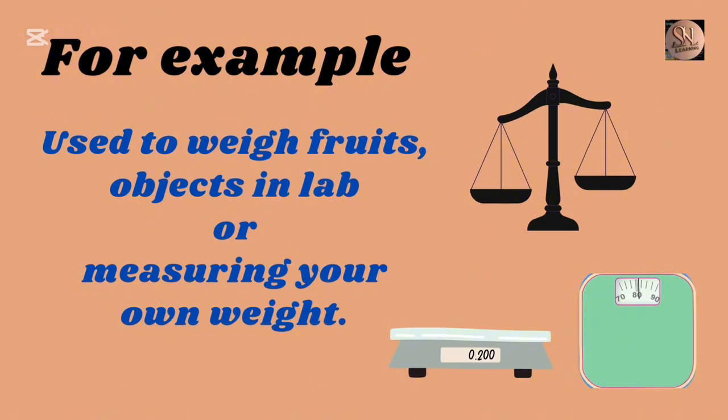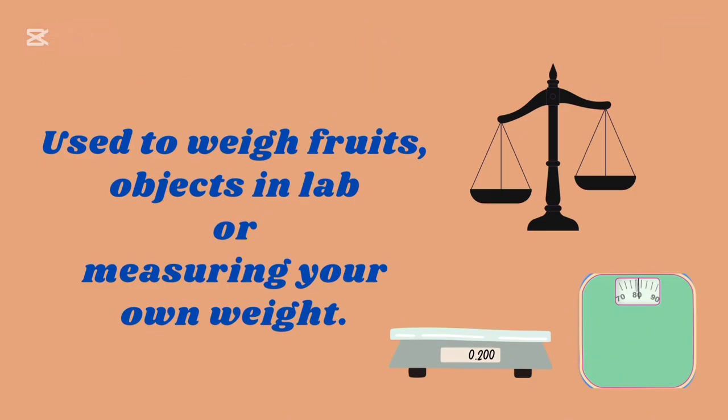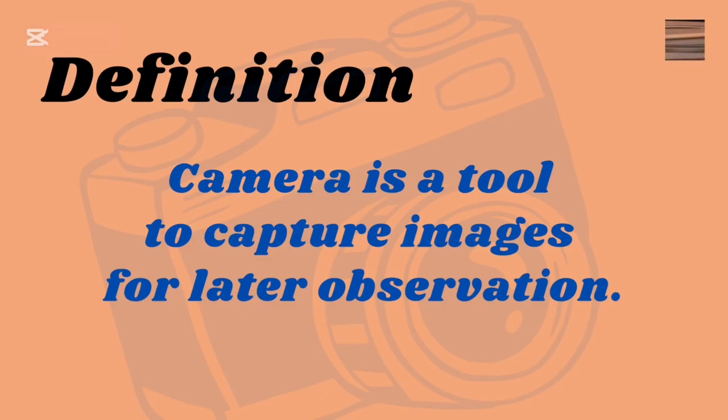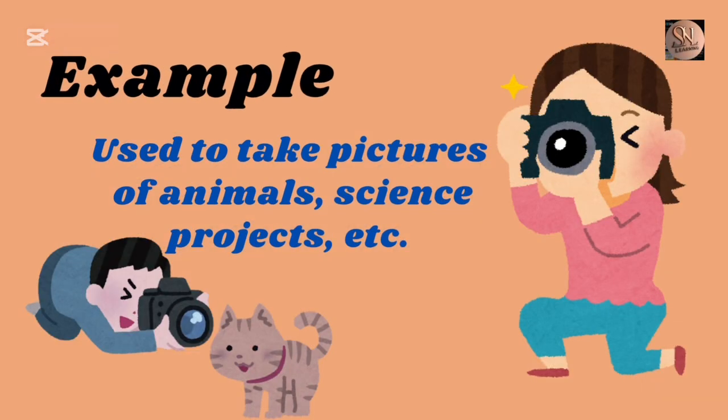The next is bathroom scale, also known as personal scale. When you stand on a bathroom scale, it measures your body weight. The next is digital scale. It's an electronic device and it measures weight very accurately. It shows the weight directly on the digital display, so it is faster and easier to use. Camera. Camera is a tool to capture images for later observation. For example, people use it to take pictures of animals, science projects, etc.